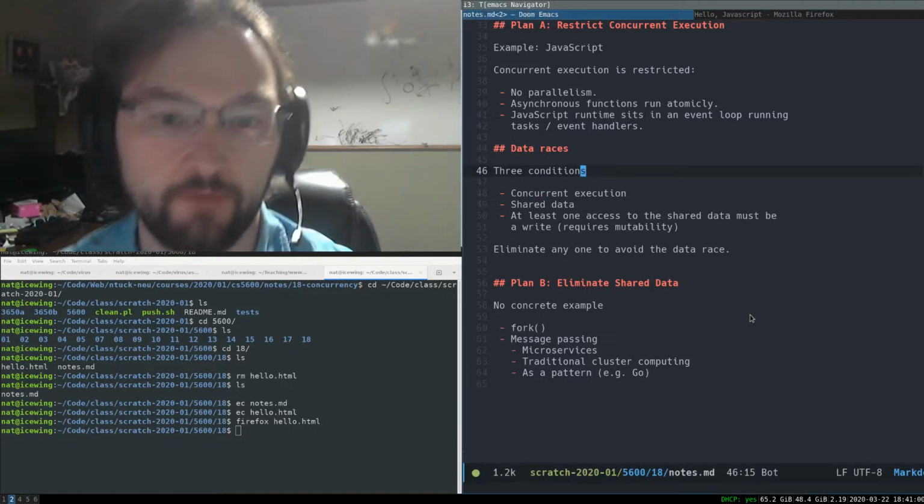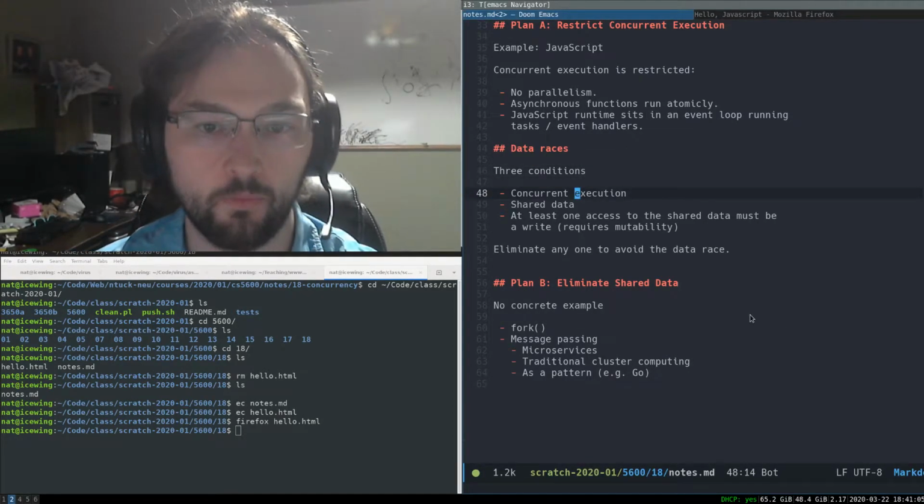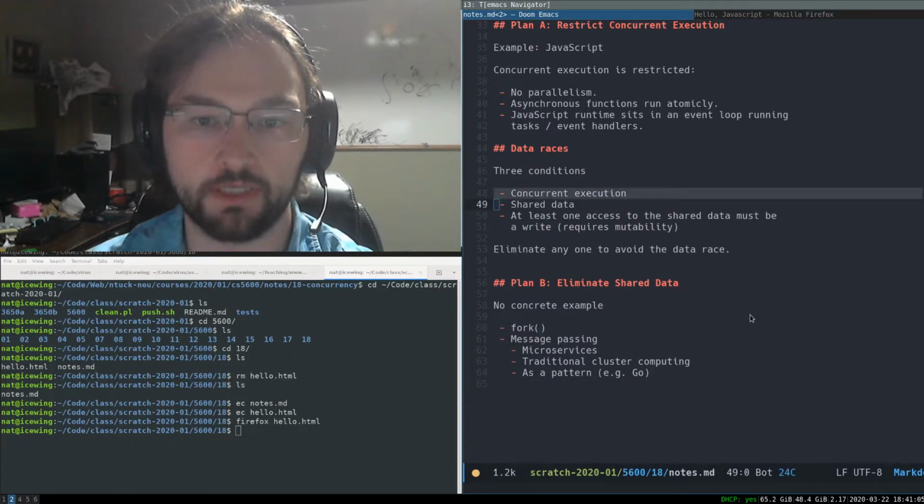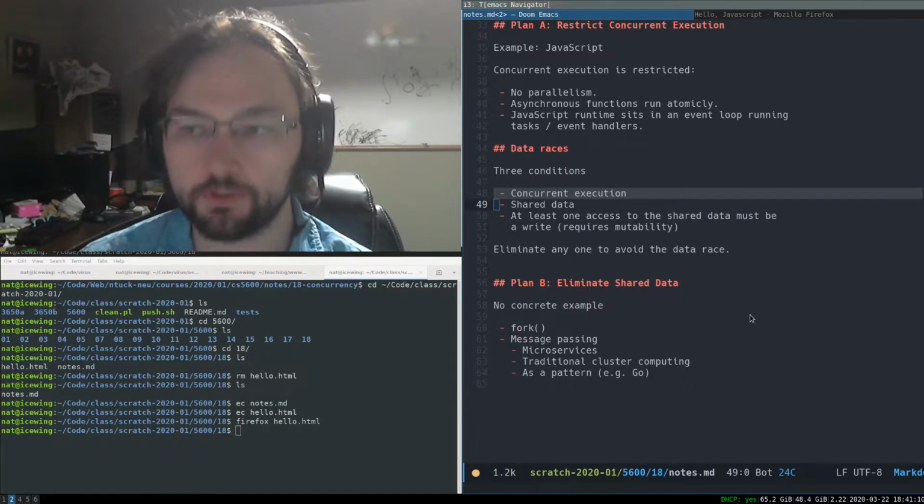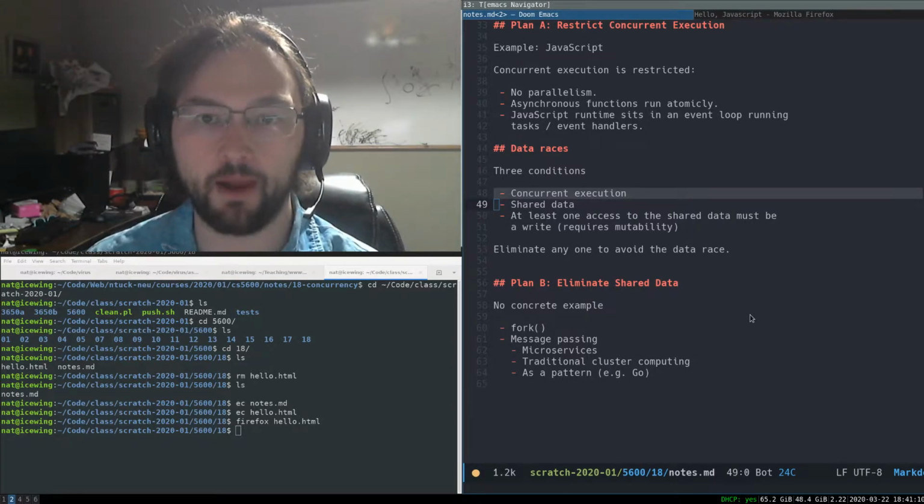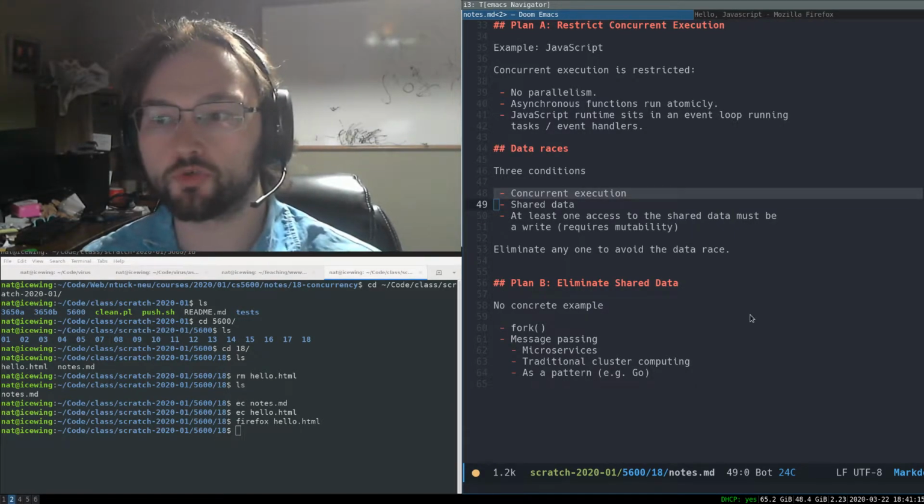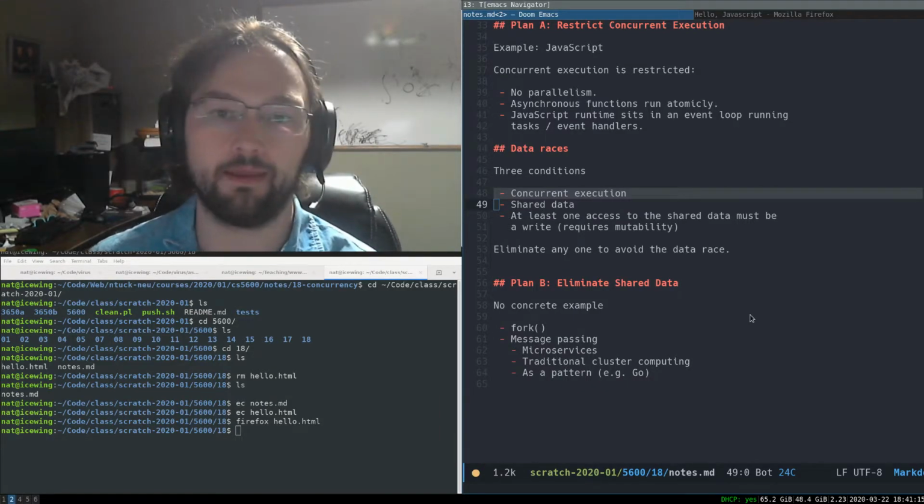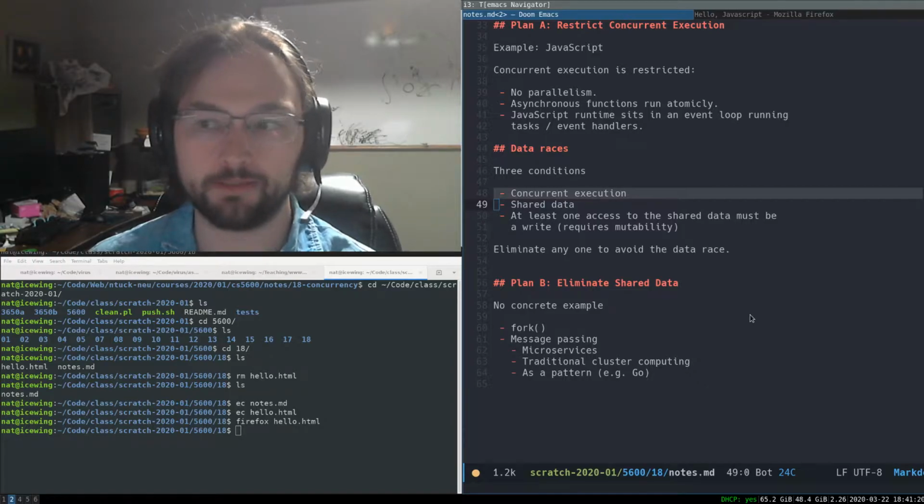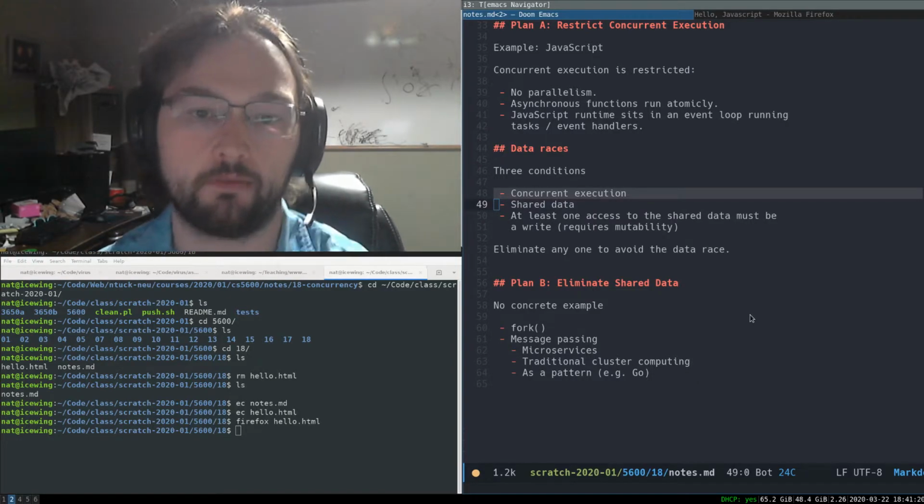Next up is Plan B. Plan A was to heavily restrict the first condition for a data race, concurrent execution. And we did that with JavaScript, and primarily that was eliminating parallelism, but there was also a control on how concurrency worked. Concurrency was restricted in that every task or task execution was atomic.